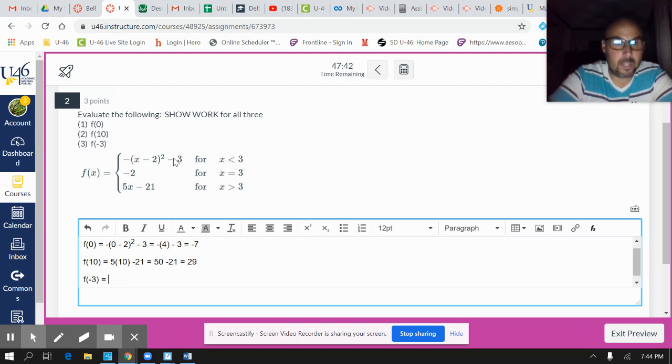So we're again using that top one. So negative, parentheses, -3 minus 2, square this, and then minus 3. So that's plugging it in, and then I evaluate. So don't forget about that negative outside, which some people did. You've got a -5. The -5 is being squared. Well, -5 squared is 25, but there's a negative on the outside. So +25 times -1 is -25, so it should have resulted in -28.